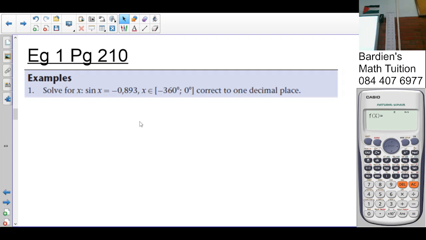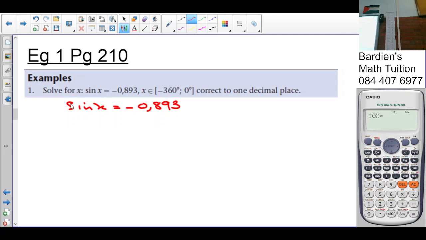Now, I know there's a way of doing this without doing the general solution. However, I always do the general solution so that we practice it at the same time. But it is not a must to do it this way. Alright, so where do we start? We start by saying that sine of x is equal to negative 0,89. The domain, where x is an element of negative 360 to 0, we leave for last. You all okay with that?